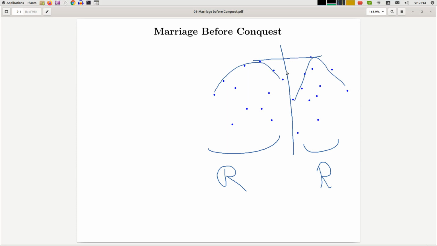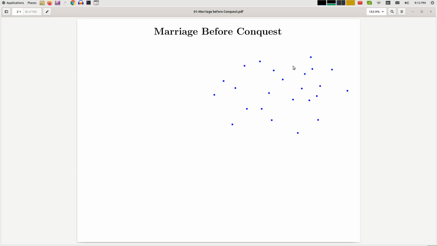In the marriage before conquest, we do this in the opposite order. So basically the idea here is that you divide the point set in half, then you merge them without actually computing the upper hull, and then you recurse. So that's why it's called marriage before conquest.